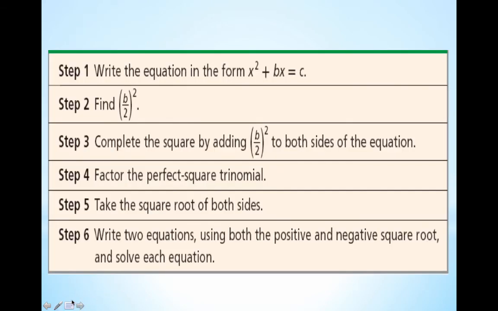All right, so here are your steps, and I'm just going to walk through these quickly. You're welcome to write them down if you'd like. So the first thing we're going to do is write the equation in the form ax squared plus bx, and I'm going to move my c to the other side. I'm going to find half of my b value and square it. Then I'm going to add that value to both sides of the equation. Factor the perfect square trinomial, the part on the left-hand side. Then I'm going to take the square root of both sides, and then I'll write the two equations using both the positive and negative square root, and then solve.